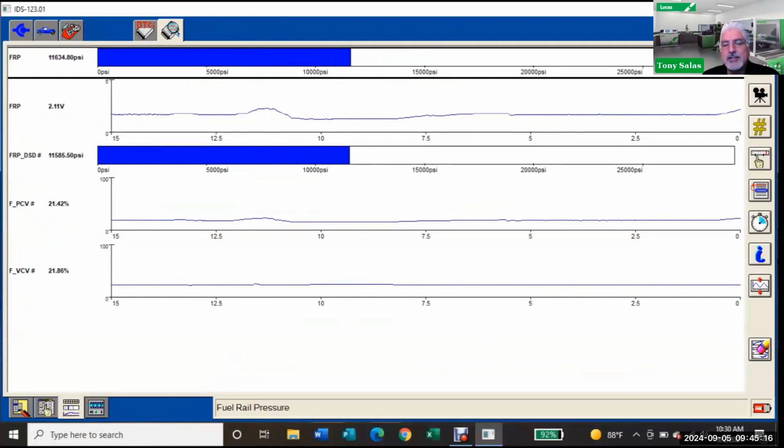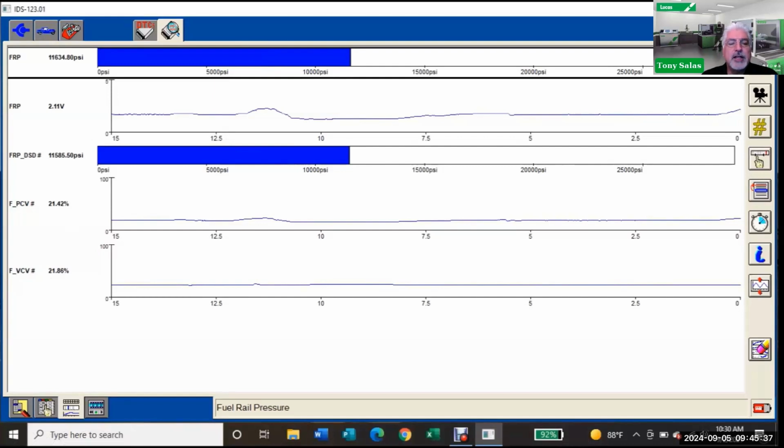Now, a lot of guys like to look at the pressure control valve and the volume control valve. All I'm looking for is that the duty cycles are changing, due to the fact that fuel temperature, engine speed, engine temperature, there's too many factors. There's not a solid number that I can work with. I could give you a range, but not really.